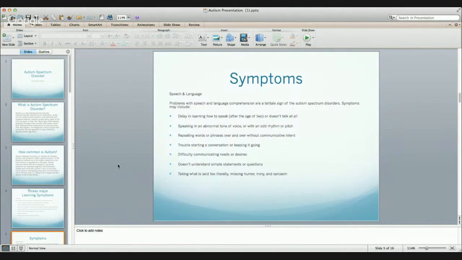Speech and language. Problems with speech and language comprehension are a telltale sign of autism spectrum disorder. Symptoms may include delay in learning how to speak, speaking in an abnormal tone of voice, repeating words or phrases over and over, trouble starting a conversation or keeping it going, difficulty communicating needs or desires, not understanding simple statements, taking what is said too literally.